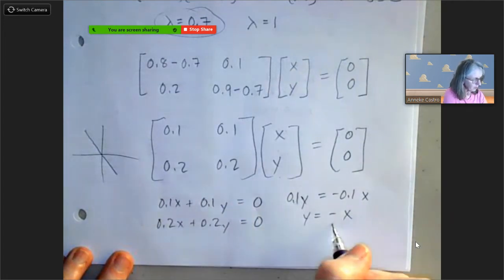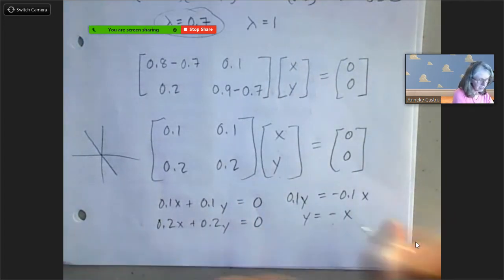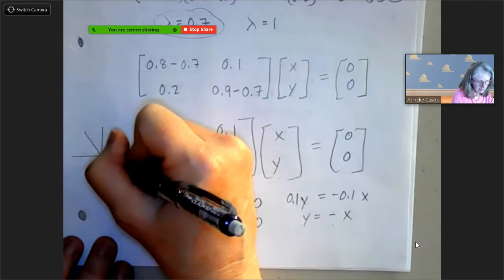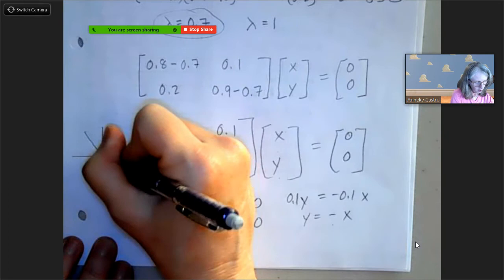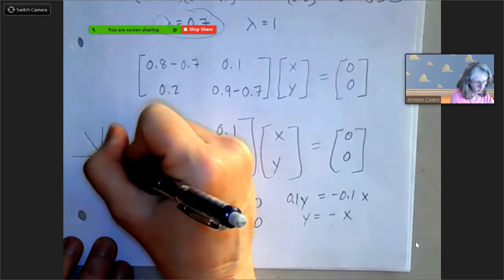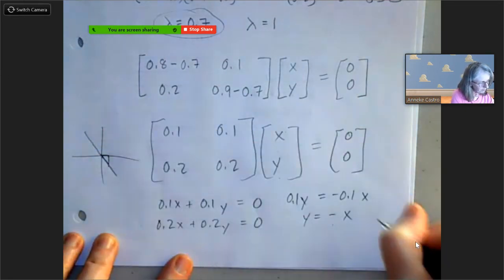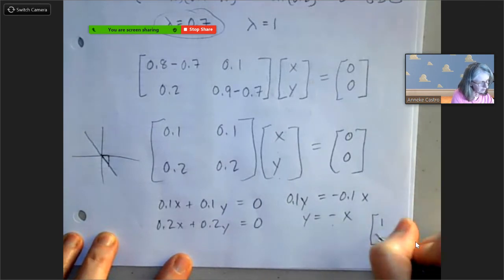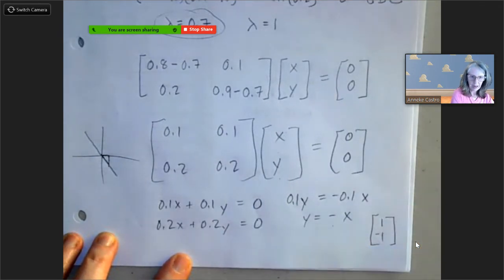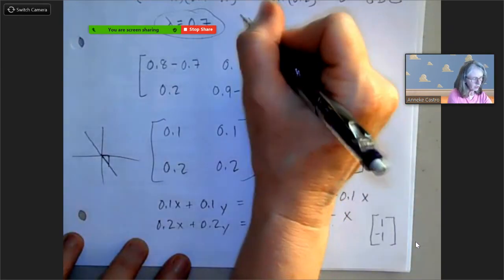The eigenvector here would be, it's just the slope, right? If I take this and I change it to a vector, I just want the slope. How far over and how far down am I going? So I'm going over 1, down 1. So if I make this into an eigenvector, it's over 1, down 1. There's my eigenvector. And this eigenvector is useless to me. All right, hopefully this one's going to be better.